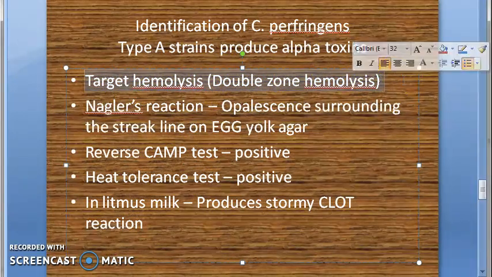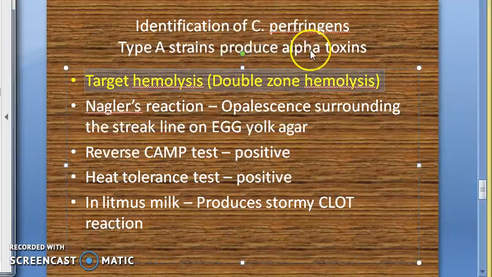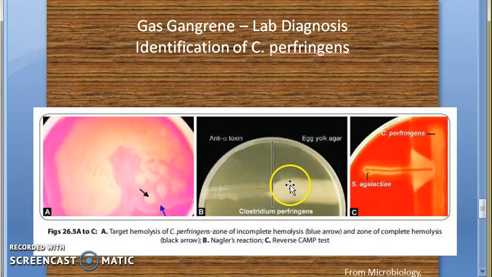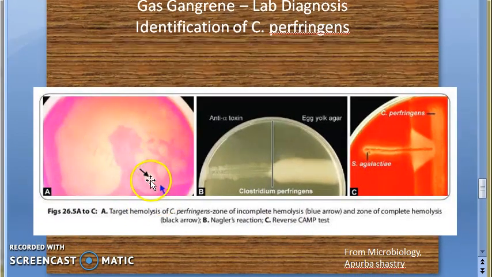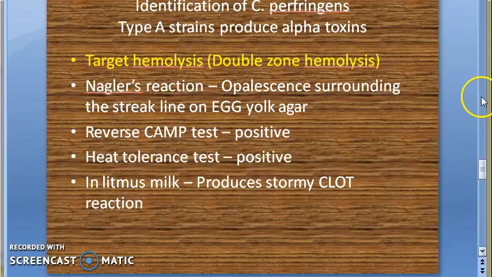Target hemolysis, let us look at this one now. It is also called double zone hemolysis. Just look at this photo here, taken from Apurva Shastri. This pink one, the first one, can you see? In the middle it is a little bright and surrounding it is a little dull pink. So in the middle it is clear, complete hemolysis, and surrounding it is dull, that is incomplete hemolysis. Who does this? Clostridium perfringens will give double zone hemolysis.